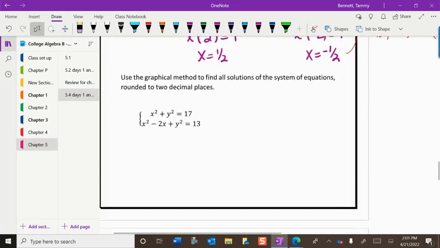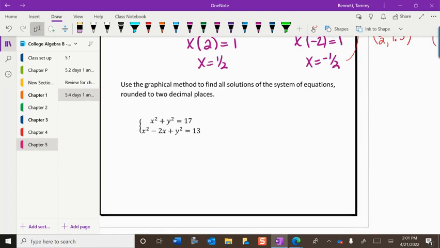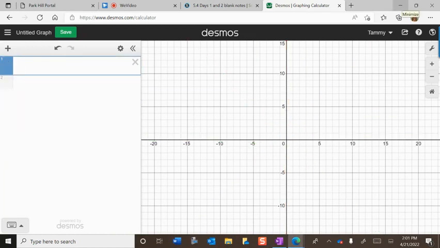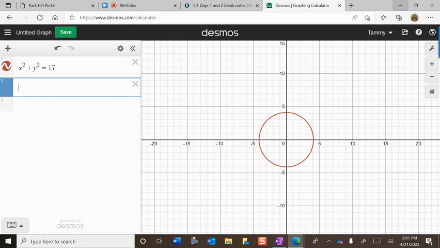All right, last one. No, almost last one. Use the graphical method to find all solutions. So this one we are only going to graph, so let's look at that one. Oh, right. So let's graph this one just by graphing. Solve by graphing. So x squared plus y squared equals 17. And x squared minus 2x plus y squared equals 13.